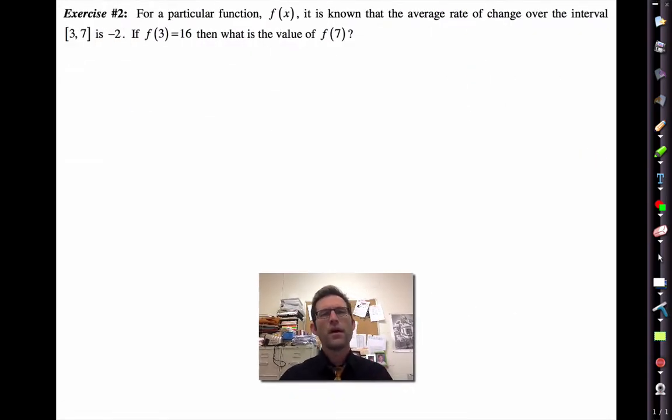Okay. Now, exercise number 2. It's pretty straightforward. It says for a particular function f of x, it is known that the average rate of change over the interval 3 to 7 is negative 2. If f of 3 is 16, what is the value of f of 7? I'd like you to work on this problem a little bit. And then when we come back, I'm going to show you two different ways to think about it, okay?